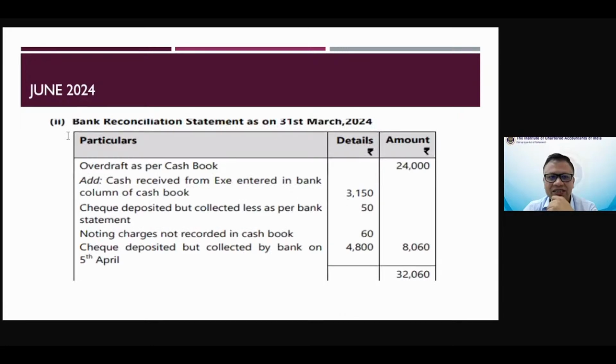So what happens is, when you are preparing, you have to prepare it like this. The overdraft as per cash book, then you will add this cash received from XZ entered in the bank balance, because this is a credit balance again. It will increase your credit balance, 3150. Similarly, check deposited but collected less as per bank statement. This will be 50 rupees, because then you go to the equation. That equation I have given you. You see, according to the equation, if you do it, you'll make no mistake.